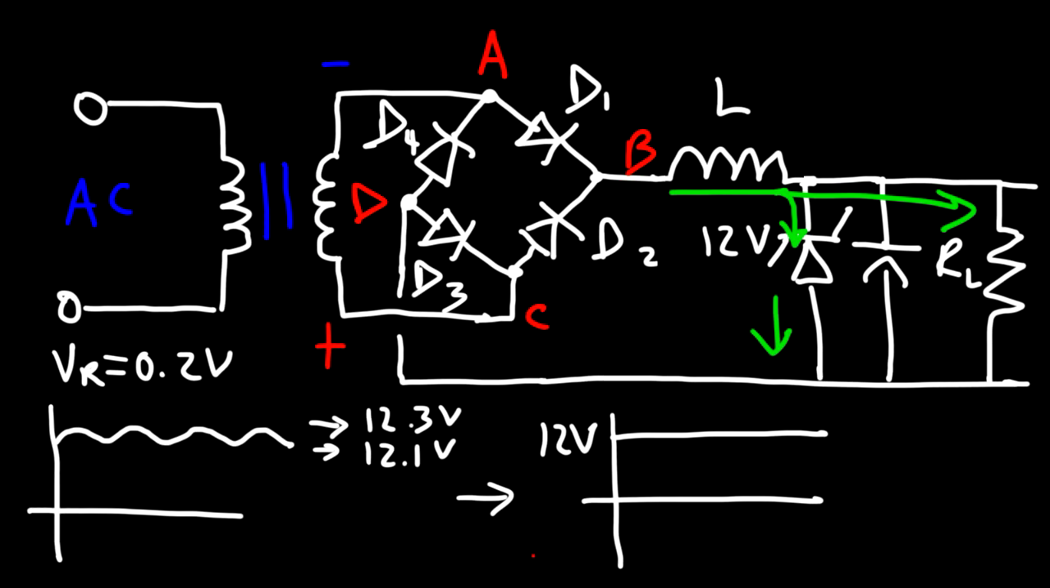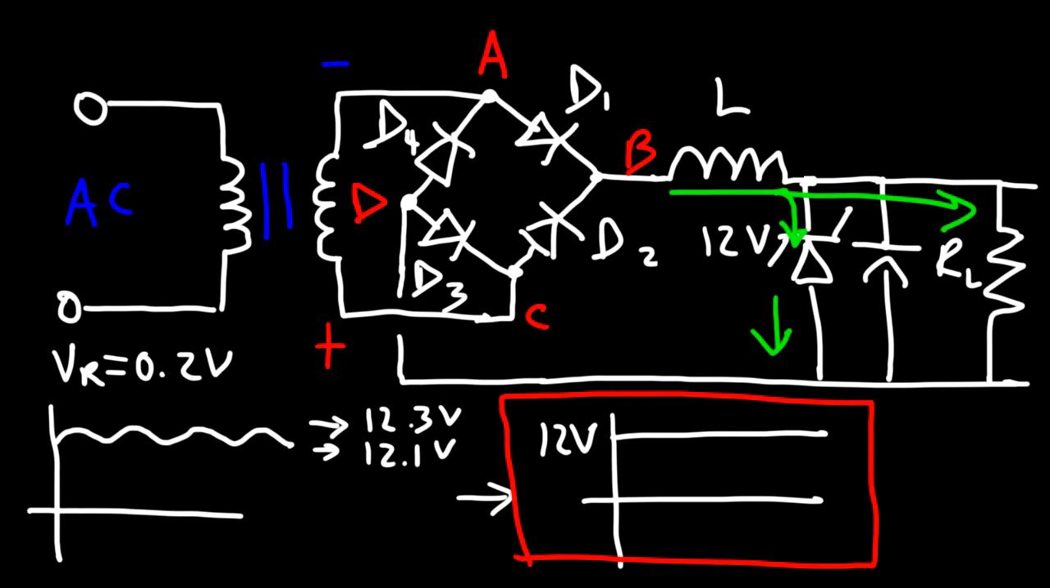So that's it for this video. Now you know how to design an AC to DC power supply, and you also know how to produce a nice steady DC output signal by using elements such as the inductor in series and the capacitor and Zener diode in parallel to the load resistor.